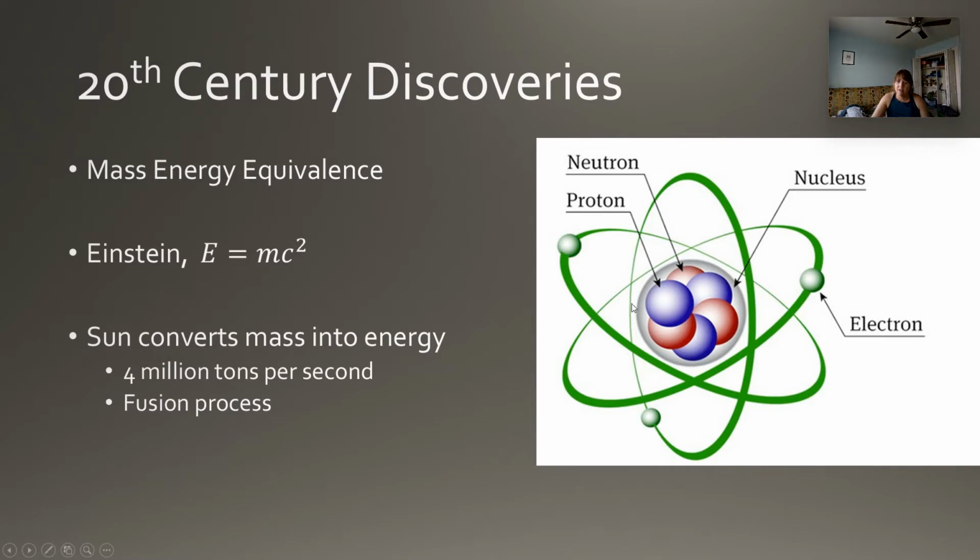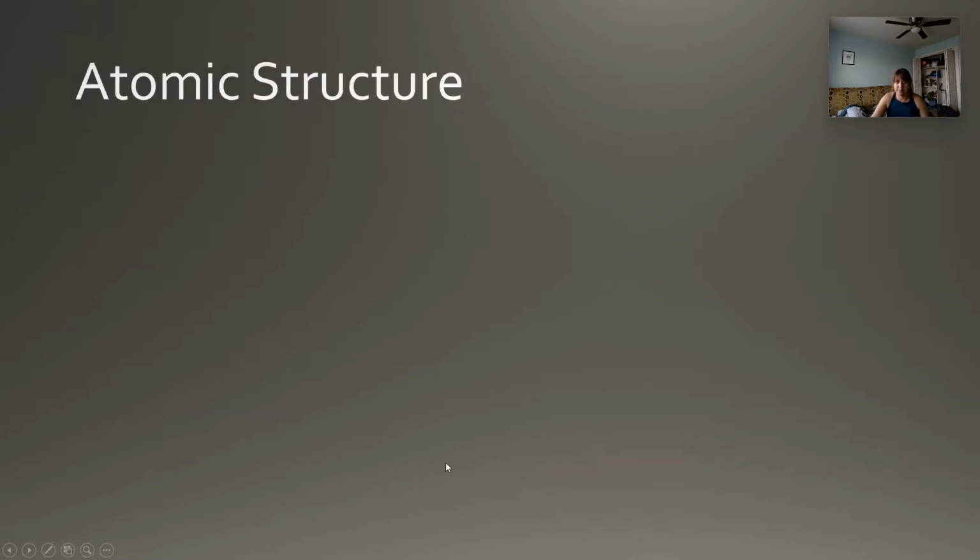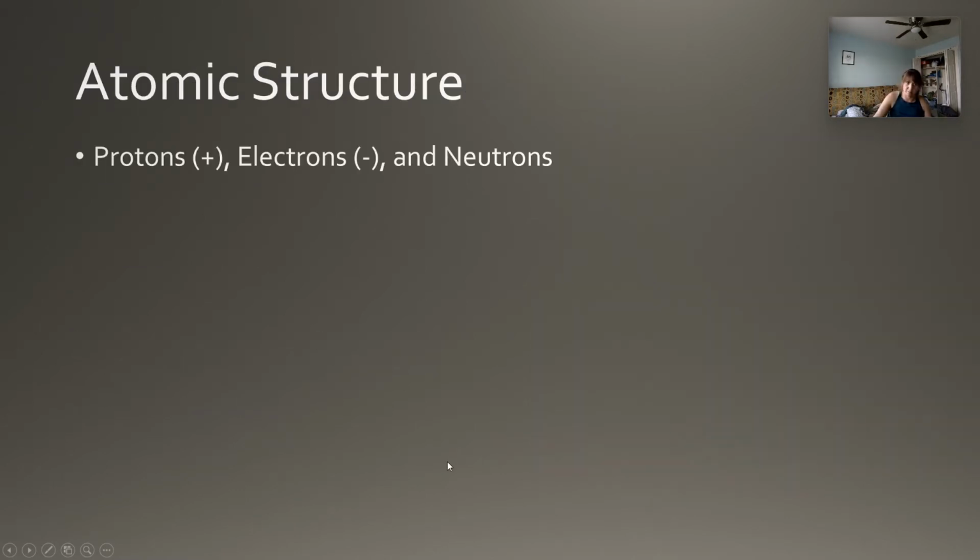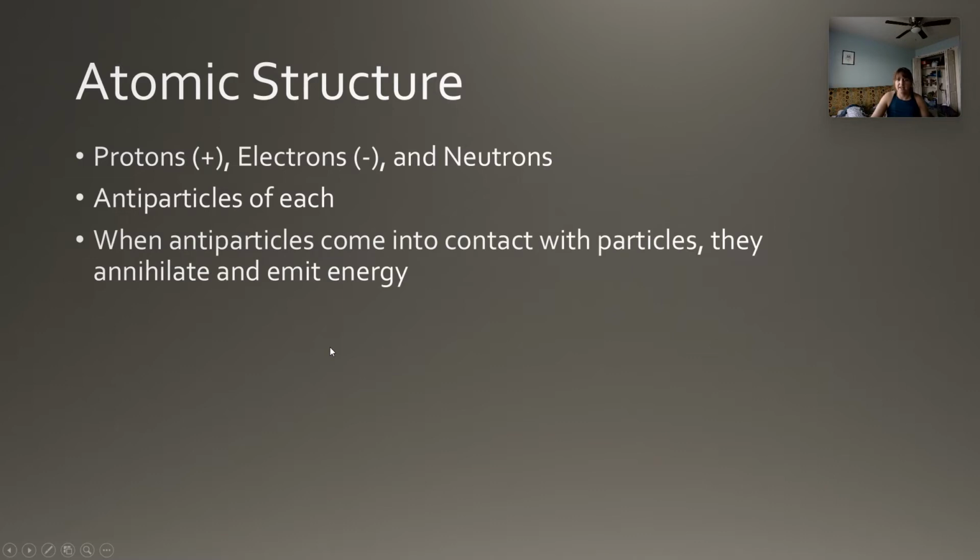So here's our picture of an atom. We've got a neutron and a proton in the nucleus and an electron orbiting that nucleus. Again, protons, electrons, and neutrons. Protons are positively charged and electrons are negative. And there are antiparticles made of antimatter for these particles. When antiparticles come into contact with non-antimatter particles, they annihilate each other and emit energy.